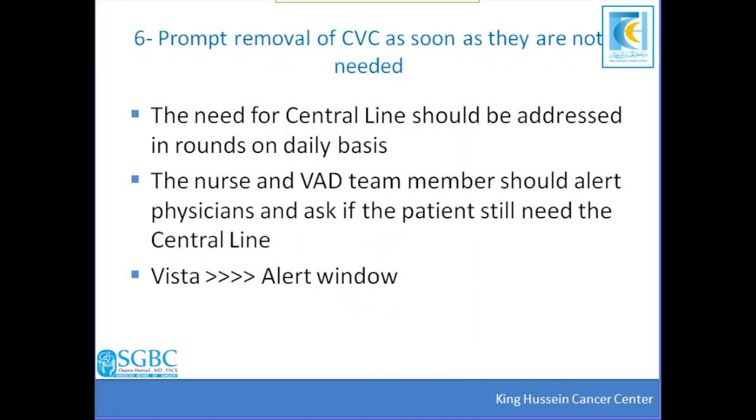I think the need for the central line should be addressed on a daily basis, during rounds. I know our ICU colleagues do that, our BMT colleagues do that, but for most medical and surgical patients, we don't address this issue. It just slips our mind in a very busy day. So it's very important to address. Nurse managers and team members should really alert the physician that this patient has a central line. Do we still need it or not? And if not, we have to take it out. Hopefully in VISTA, when VISTA becomes live in the inpatient wards, an alert window will come to the physician who cares about the patient about central line removal if the patient does not need it.